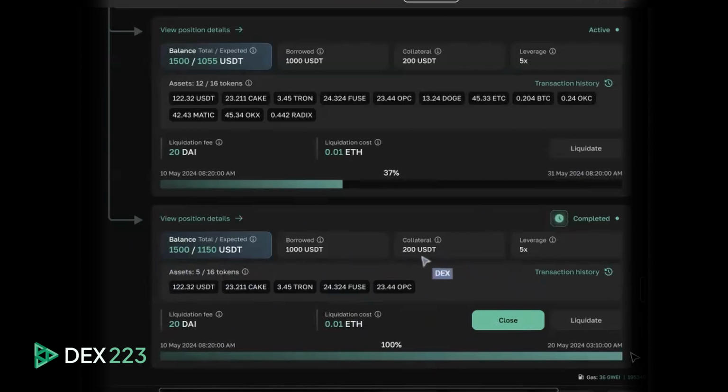In this case of this position, we can see that the borrower actually made some profit because he had only 200 USDT, and if you subtract 1,150 USDT from 1,500, it will be more than 200 USDT.